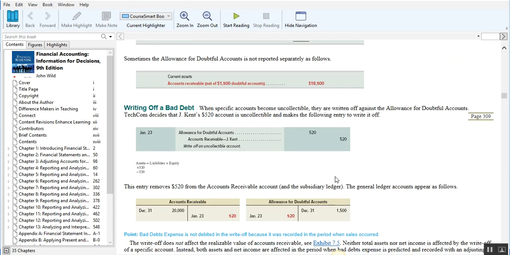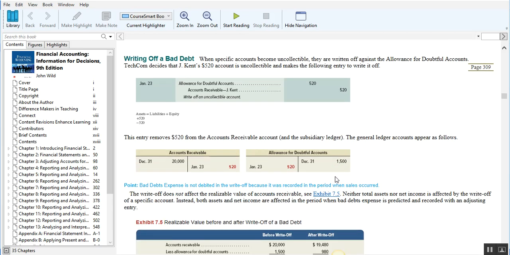Now, when we write off a bad debt with the allowance method, it's no different than what we would expect, but we're not going to debit bad debt expense. Instead, we're going to debit the allowance account, because that's where we put this reserve to anticipate these write-offs. So in the case where we write off J. Kent's account under the allowance method, we're going to debit it not to bad debt expense. We've already debited bad debt expense for the year, but this will go into the allowance account as a debit to reduce that balance.